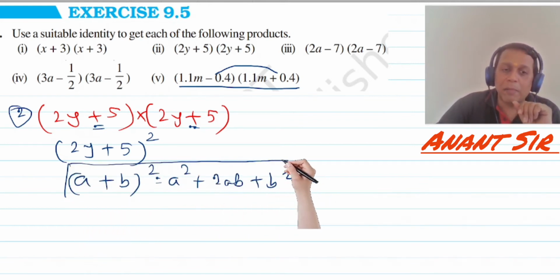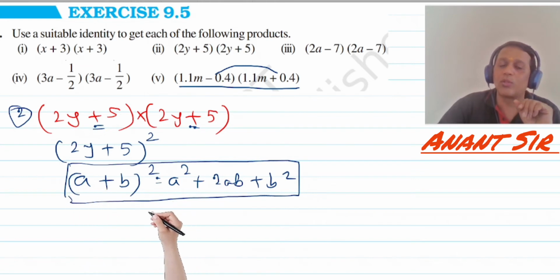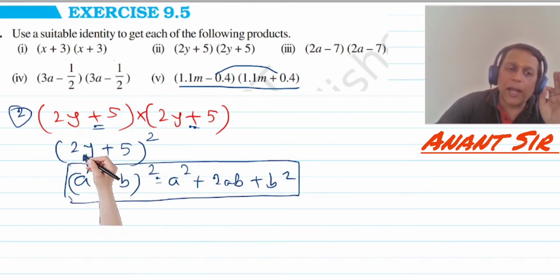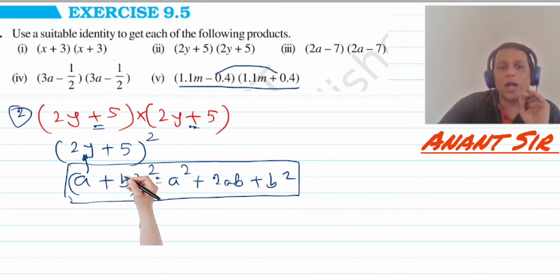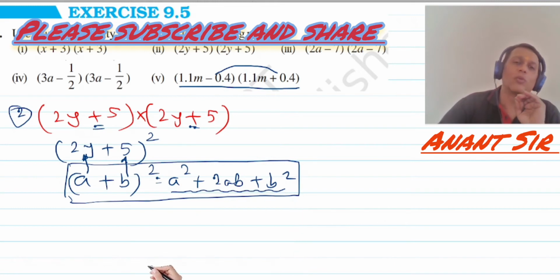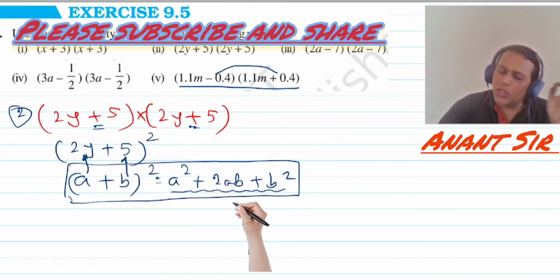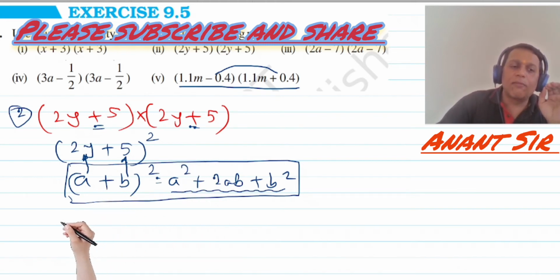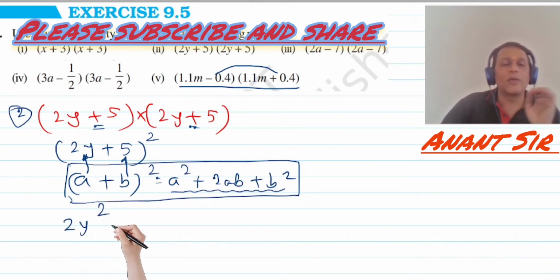Please see carefully how we have to use the formula, okay? We just need to replace a by the first term, that is 2y, and b by the second term, that is 5, in this value. a square plus 2ab plus b square. We just need to put the values of a and b. That's it. So a square will become 2y square, right?